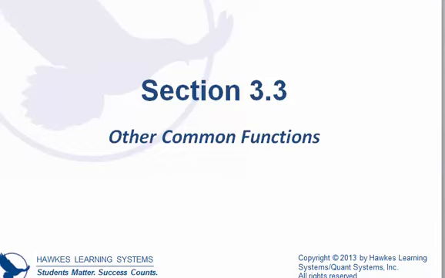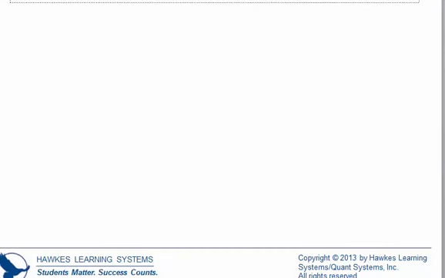We'll now continue our discussion of other common functions found in section 3.3. We want to first look at functions of the form a over x to the n. This could just as easily have been written a times x to the negative n power.